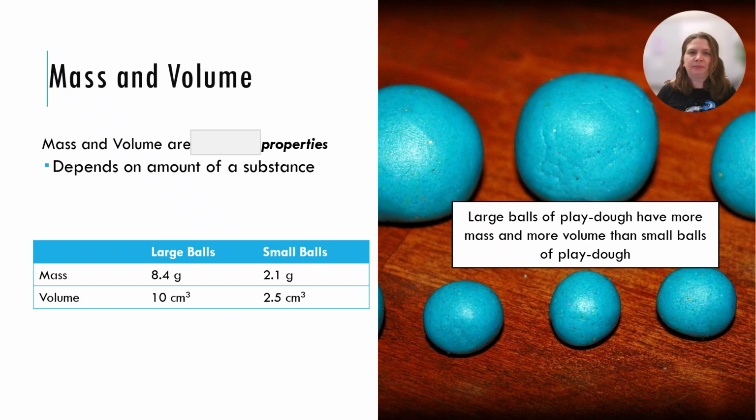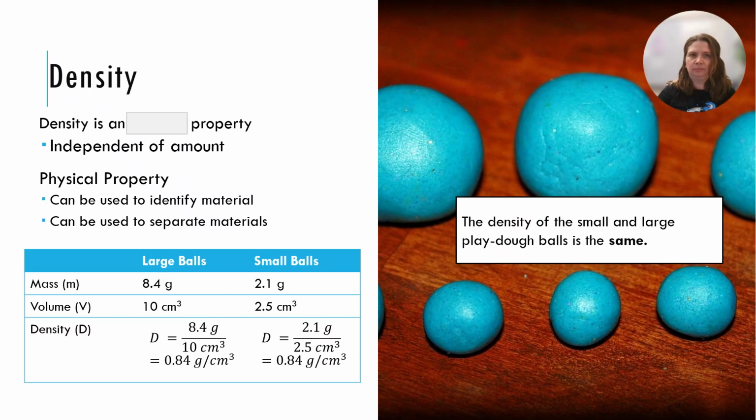Mass and volume are examples of extensive properties because they depend on the amount of material present. Considering the balls of Play-Doh shown to the right side of the screen, the larger balls have a greater volume than the smaller balls. If we measured their mass using a balance, the larger balls would also have a greater mass. Density, however, is an intensive property, meaning it does not depend on the amount of material. Both the large and the small balls of Play-Doh have the same density.